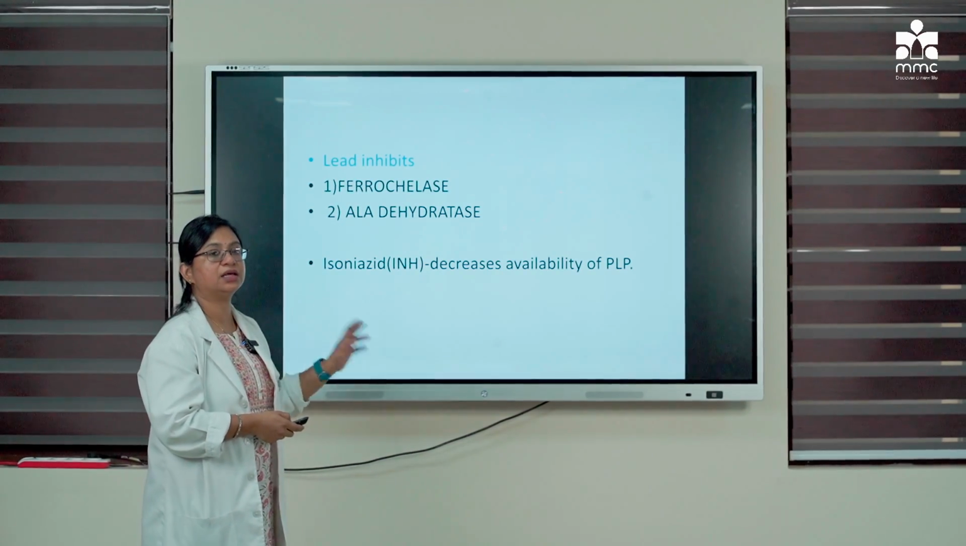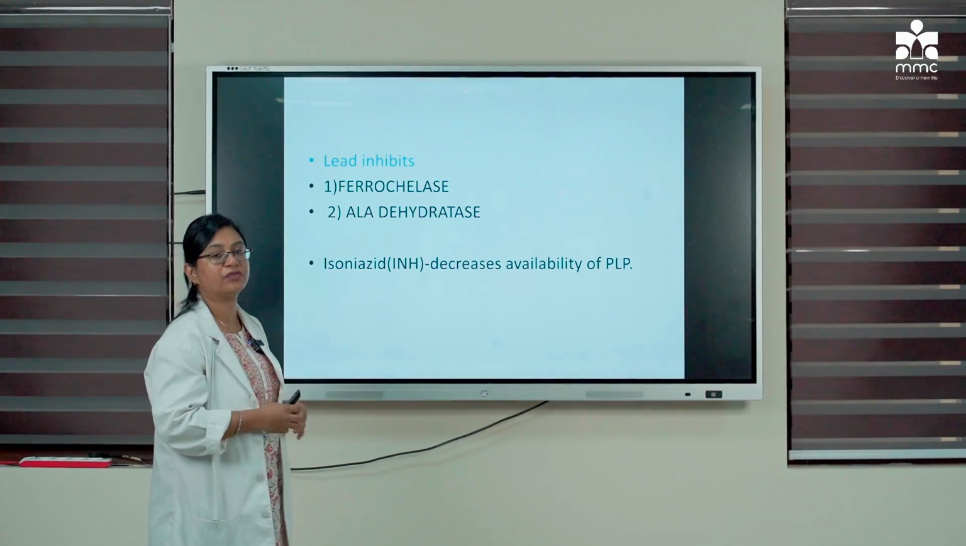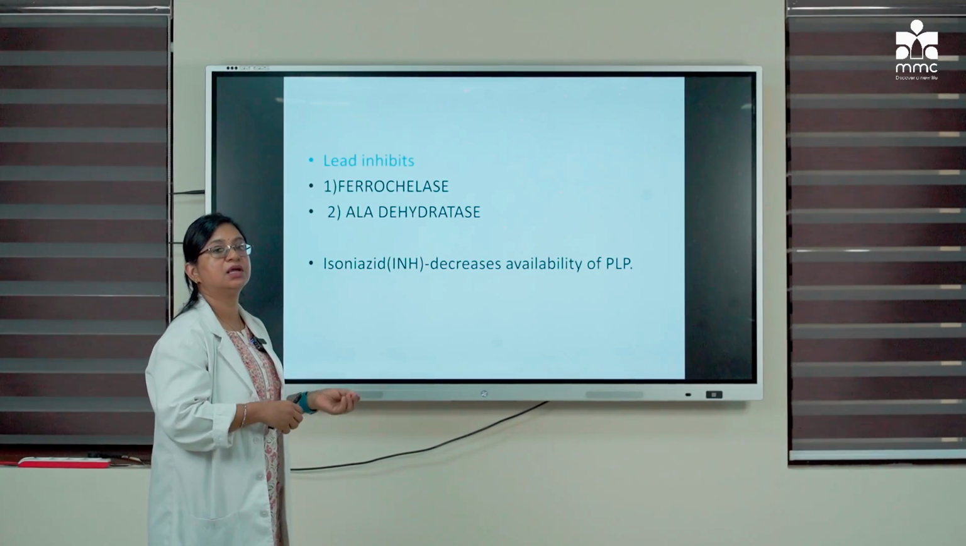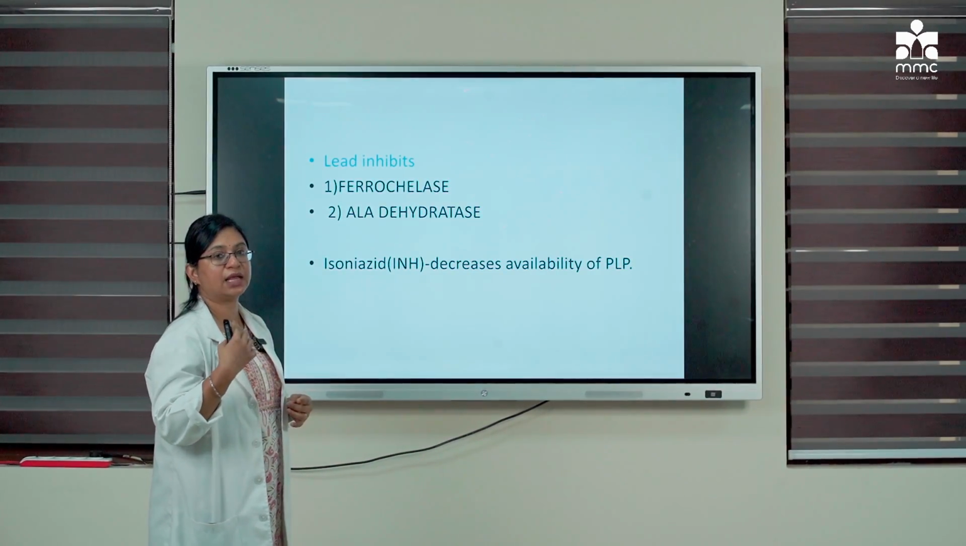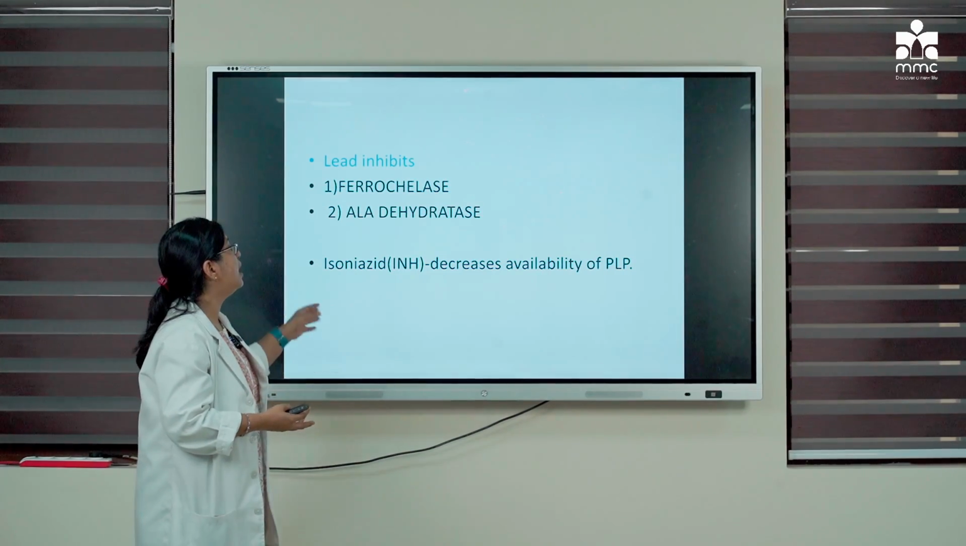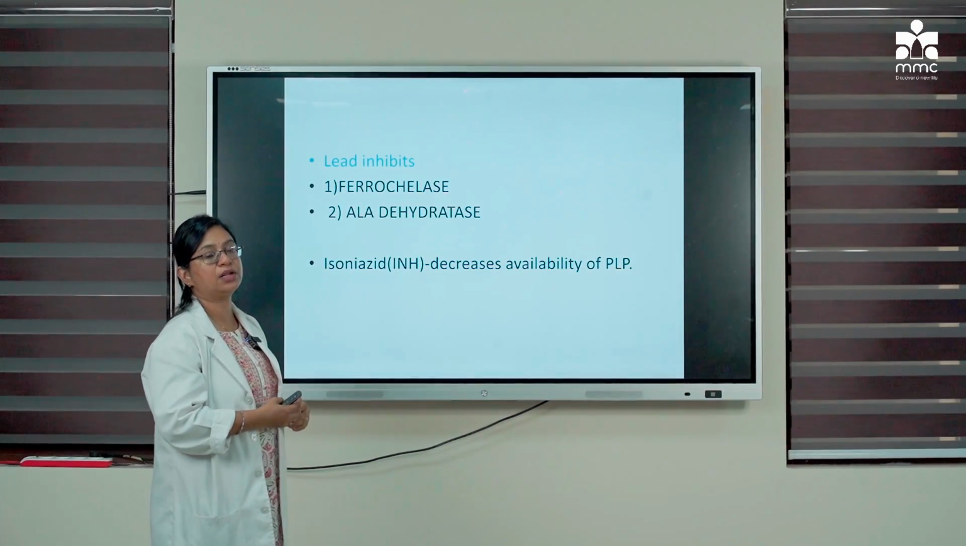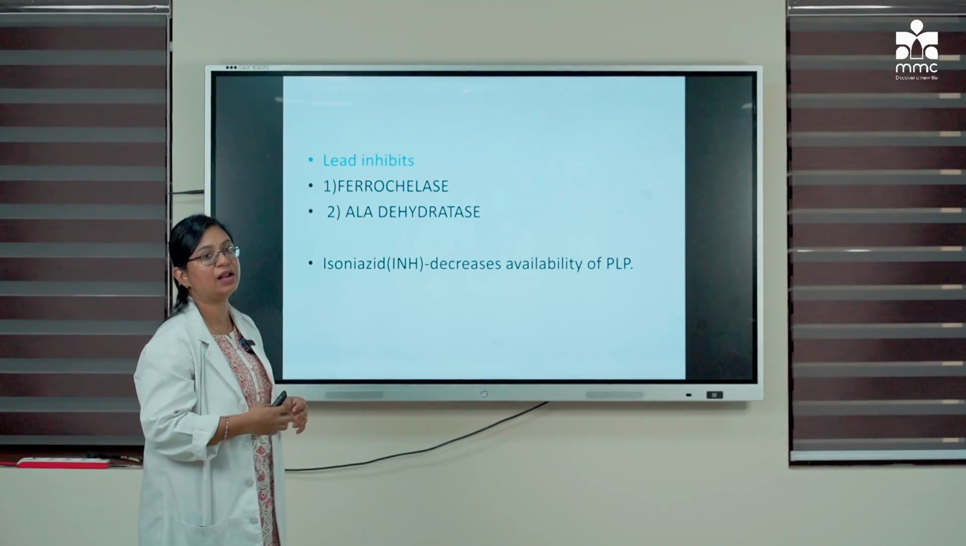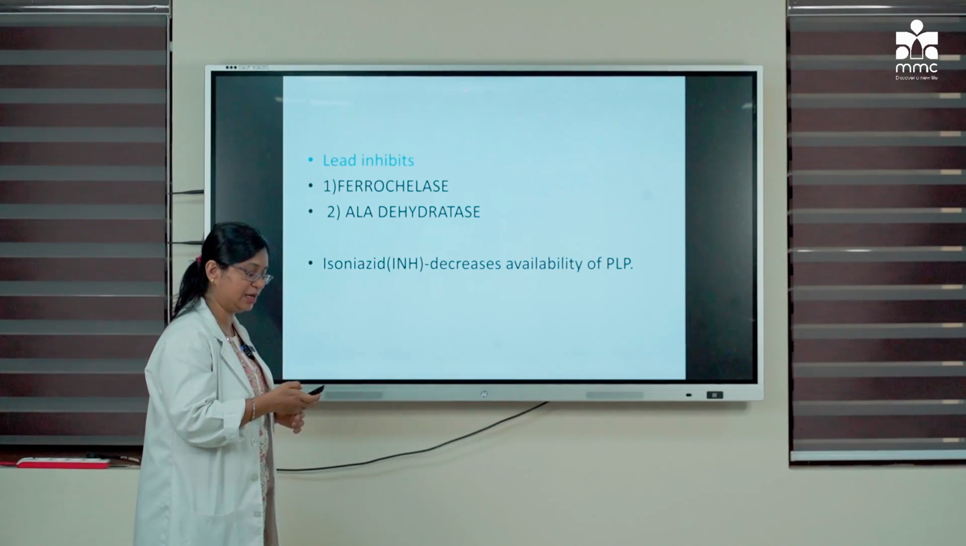So we have done the structure of heme, the different steps involved, the different enzymes, the deficiency of different enzymes that can lead to porphyrias, and the regulation, how the synthesis is regulated at the gene level, at the enzyme level, and certain inhibitors which will be regulating.